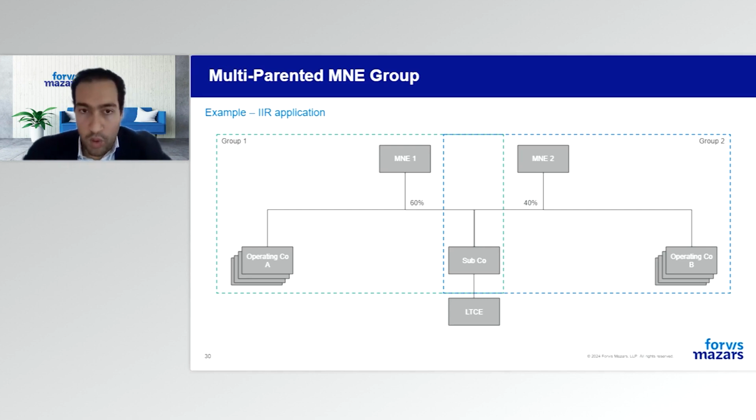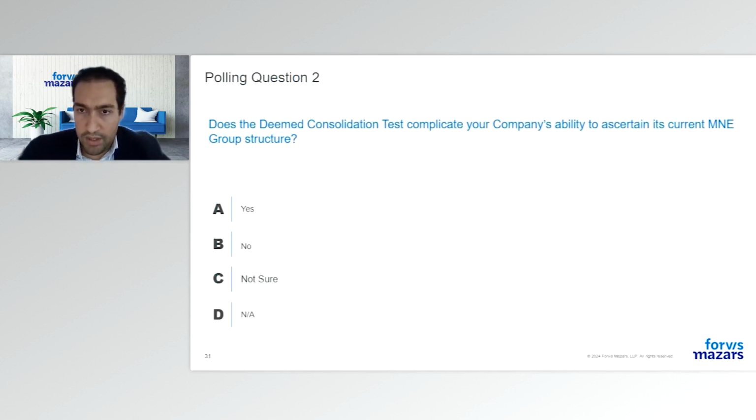Another polling question here is to understand whether the deemed consolidation test impacts your company's ability to ascertain its current MNE group structure. So please let us know. And the answer could be C, I guess.